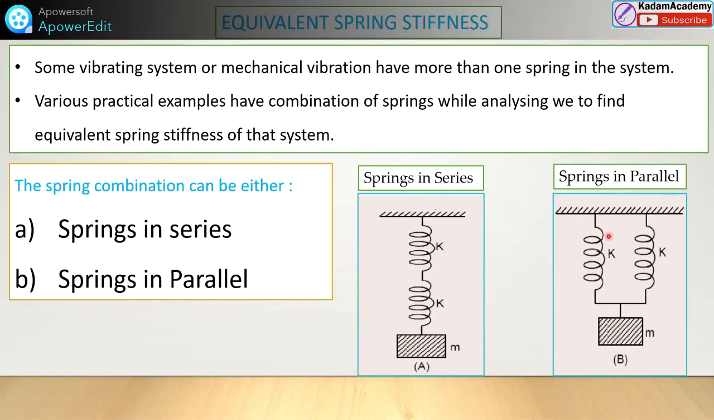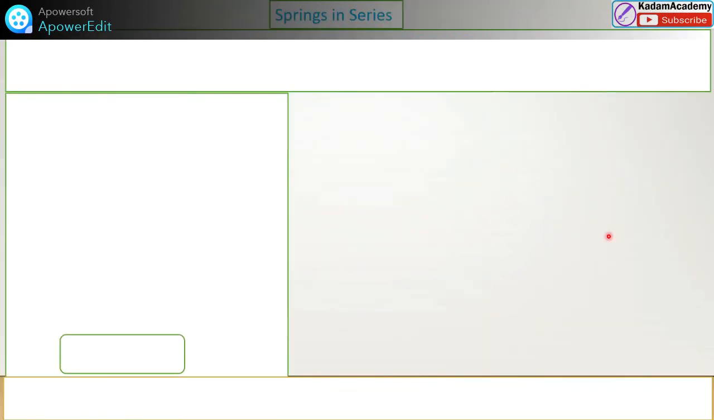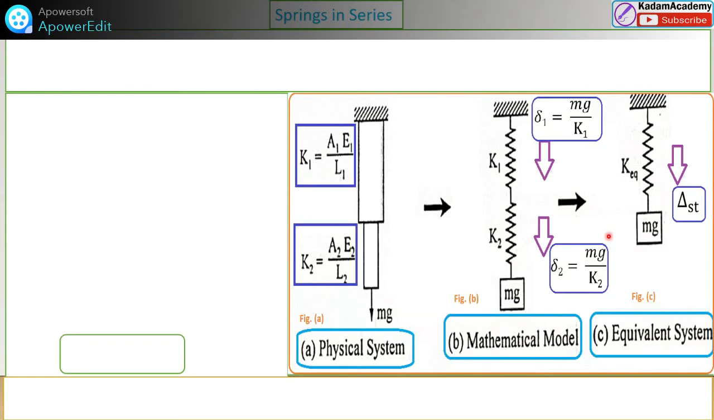Why this equivalent spring stiffness is required, and the various types. The springs in series, we'll see this diagram in detail. Here, suppose this physical system is two rods with different diameters. What we have to find out is its equivalent spring stiffness. We know the formula is AE by L. For part 1, A1 E1 by L1 is equal to K1. This is the stiffness we can calculate.